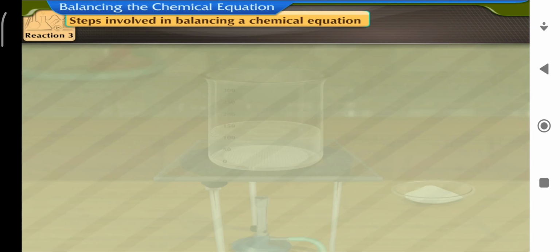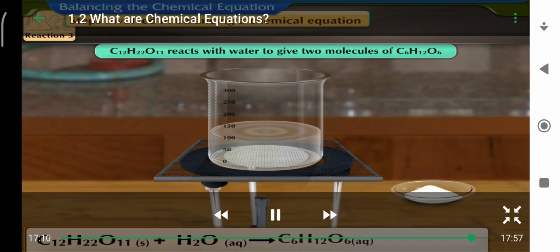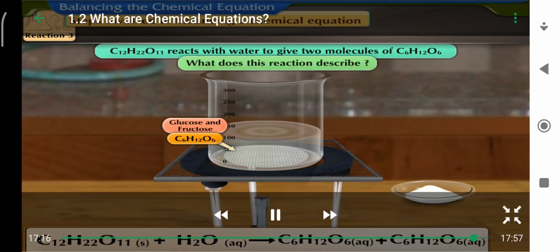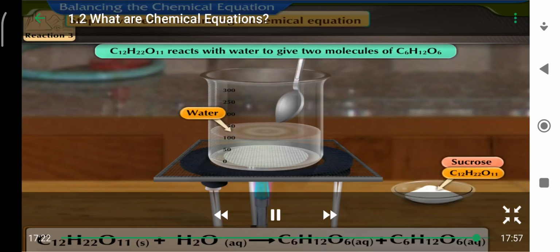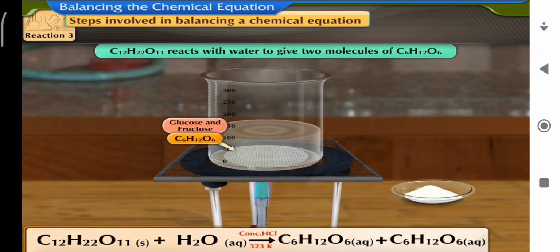Reaction 3. C12H22O11 reacts with water to give 2 molecules of C6H12O6. What does this reaction describe? This chemical equation describes the reaction of sucrose with water in the presence of concentrated hydrochloric acid at a temperature of 323 Kelvin to form glucose and fructose.